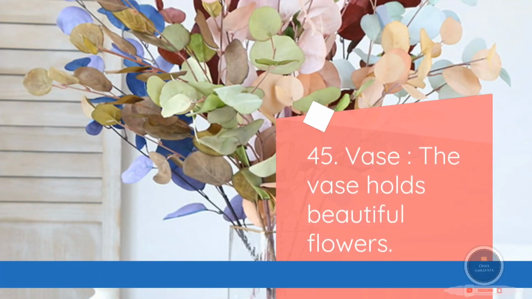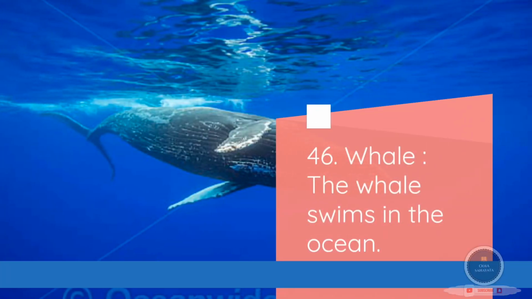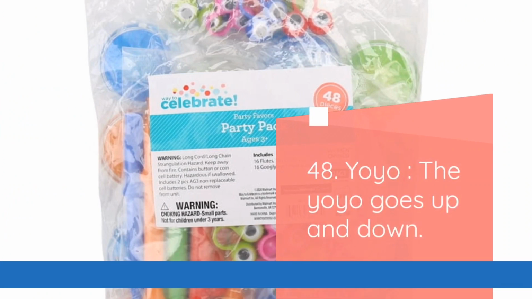45. Vase, the vase holds beautiful flowers. 46. Whale, the whale swims in the ocean. 47. Xylophone, she plays the xylophone. 48. Yo-yo, the yo-yo goes up and down.